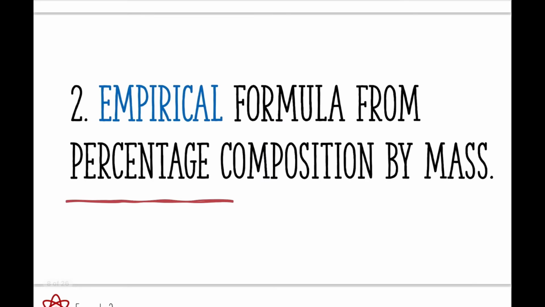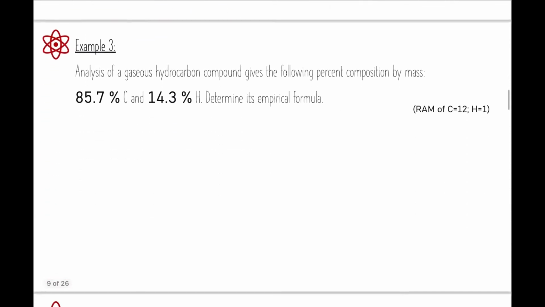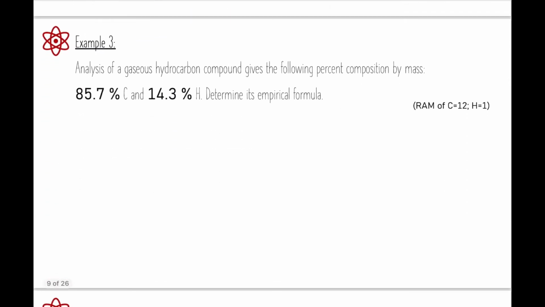Let's proceed to the next type of data, which is percentage composition by mass. As you can see from this example, the mass given is not in gram. Rather, it is presented to you as percentage by mass. Remember that hydrocarbon is a compound which contains only hydrogen and carbon atoms. The percentage composition by mass for this question is 85.7% carbon and 14.3% hydrogen.